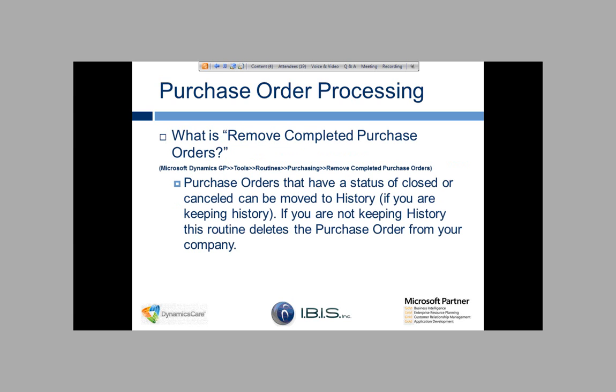For purchase order processing, we're going to dive into what is remove completed purchase orders. The path to this window is below. You would go to Microsoft Dynamics GP, Tools, Routines, Purchasing, Remove Completed Purchase Orders. Purchase orders that have a status of closed or canceled can be moved to history, if you are keeping history. If you are not keeping history, this routine will delete the purchase order from your company database. And this is what the window looks like.